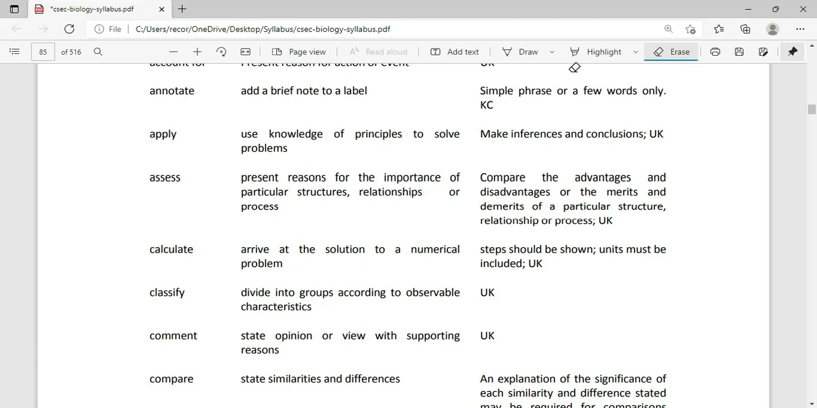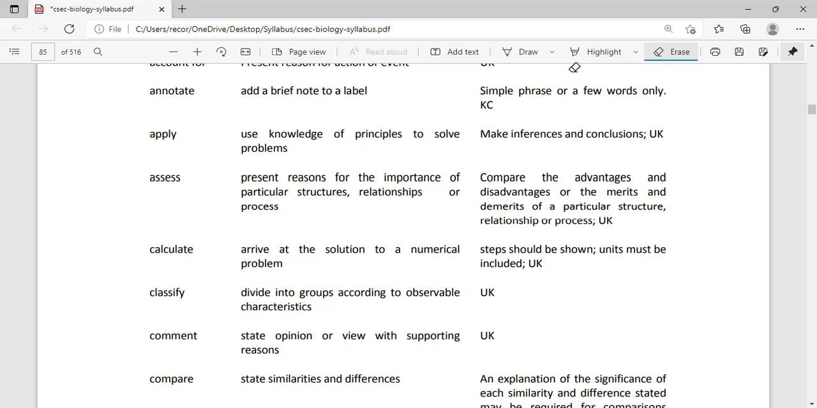Classify, divide into groups according to observable characteristics. And this again is use of knowledge. Things could be classified based on similarities or differences. I know for most cases, persons are classifying things based on similarities. When we look at all the girls using a bathroom, then that is classification based on similarity. When we look at the boys using a bathroom versus girls using another bathroom, then that is classification based on differences.